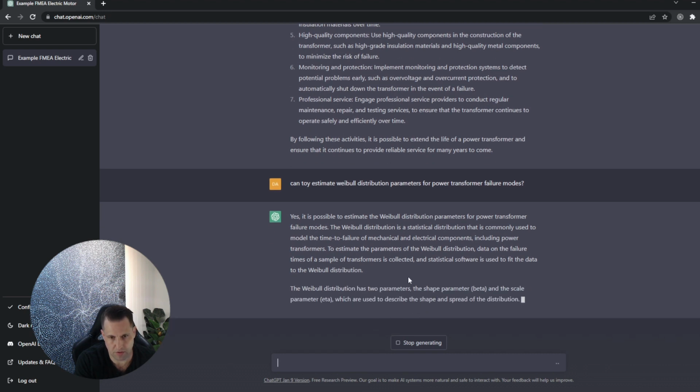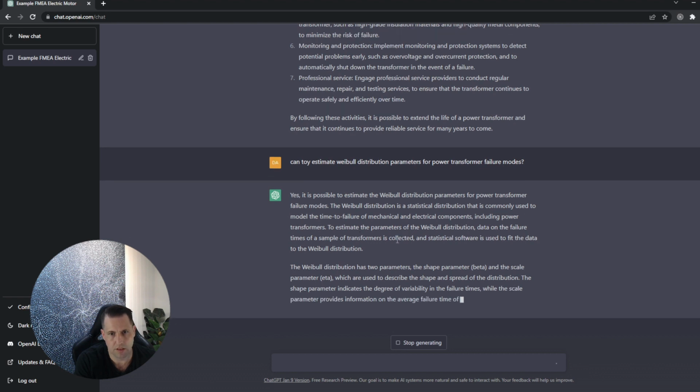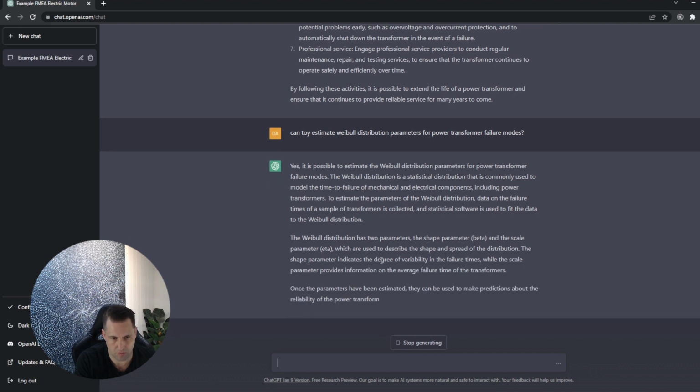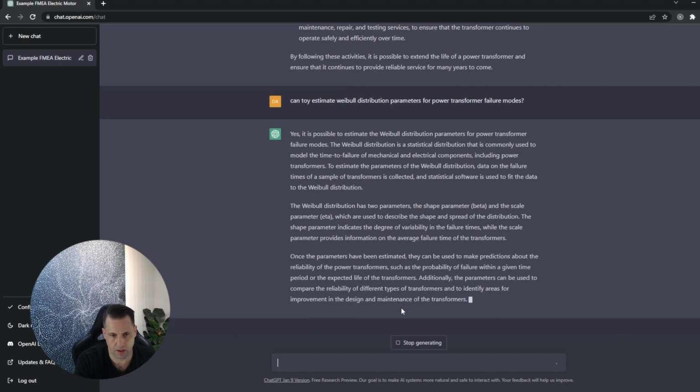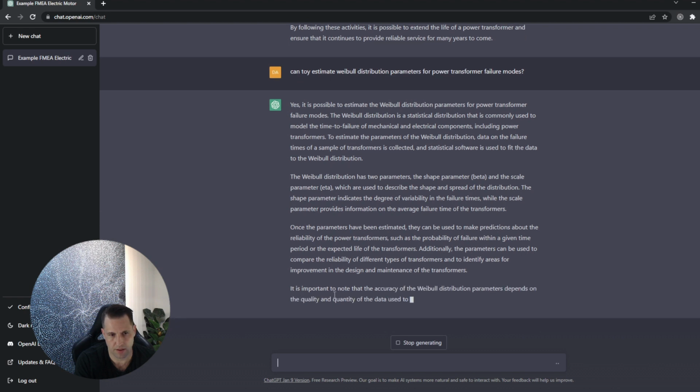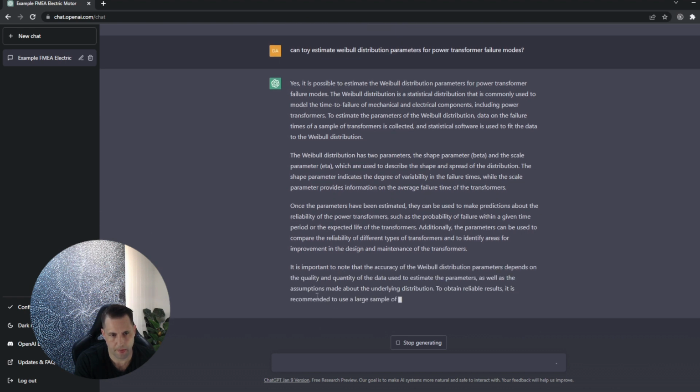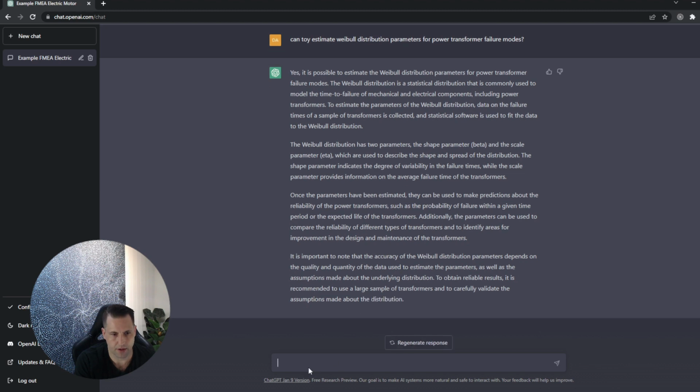Okay, so it's telling me about the Weibull distribution, which is good background, but I'm wondering if it can actually estimate any. Okay. All right. Okay, let's try again. Can you estimate the Weibull distribution parameters for, let's say, insulation failure?